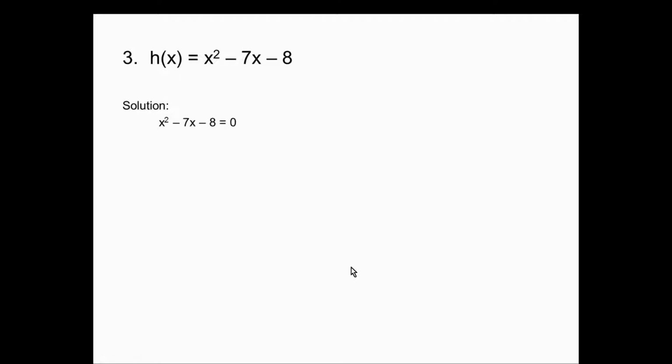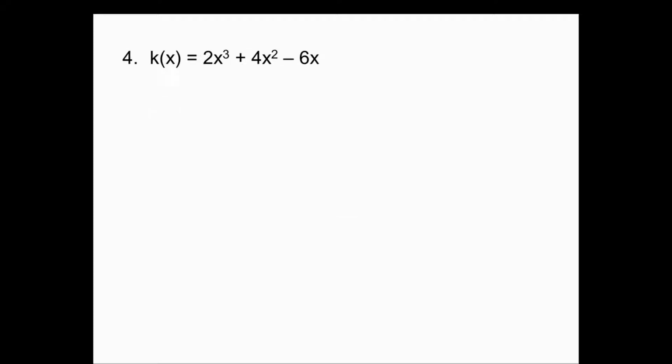Number 3, h of x is equal to x squared minus 7x minus 8. A nice quadratic function. So we have x squared minus 7x minus 8 equals 0. Okay, we want numbers that multiply to be minus 8 and add up to be minus 7. It's got to be 1 and 8, and the bigger has the minus sign. So I have x minus 8, x plus 1 equals 0. X minus 8 gives me 8, and x plus 1 gives me negative 1. So there are my zeros, 8 and negative 1. And again, notice the degree is 2, and there are 2 zeros. Must be a pattern going on here.